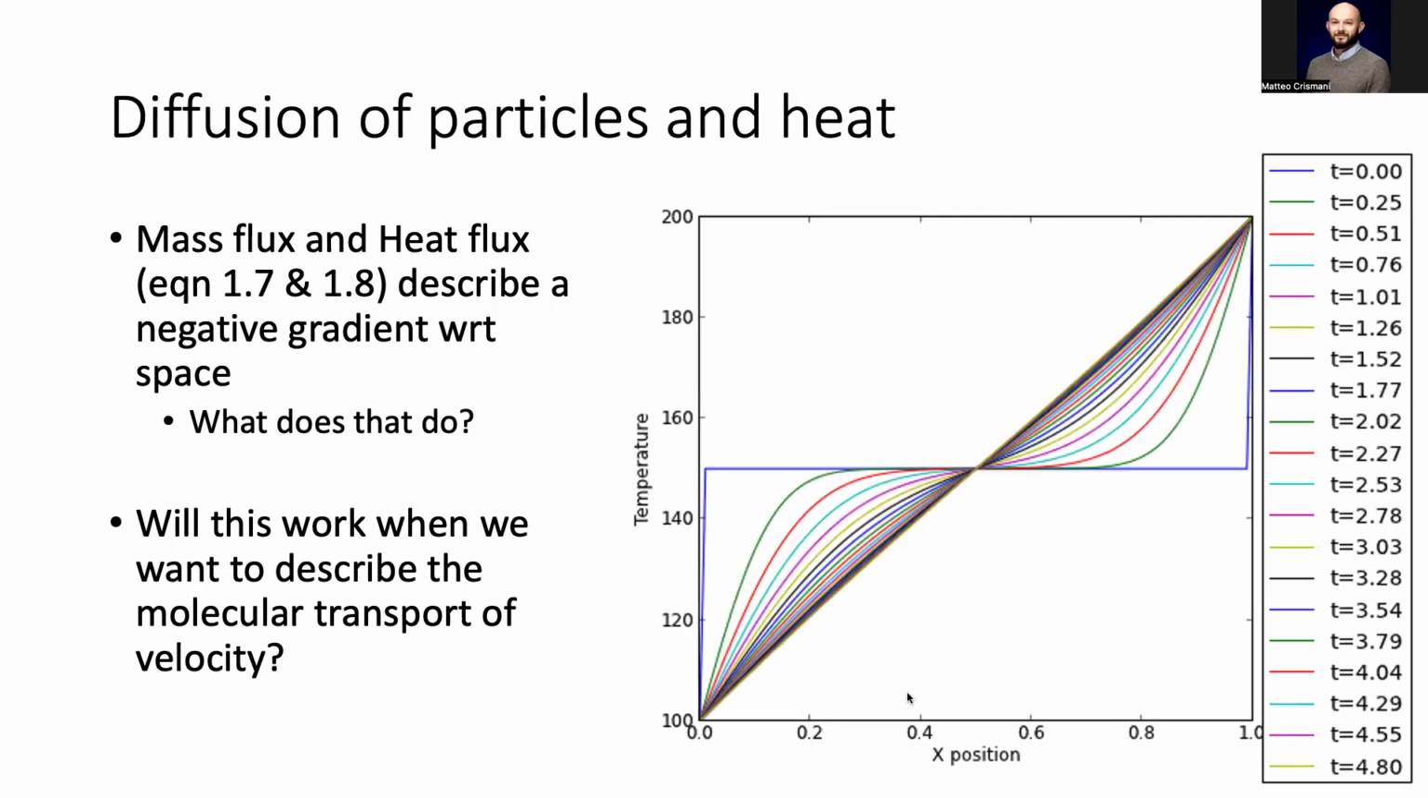We want to describe the molecular transport of the velocity. Here's an example of the temperature. It's a better drawing than the one that I did. Here's t equals 0, that's the blue line. And at t equals 0.25, the very first thing that happens is it carves out that curve here.